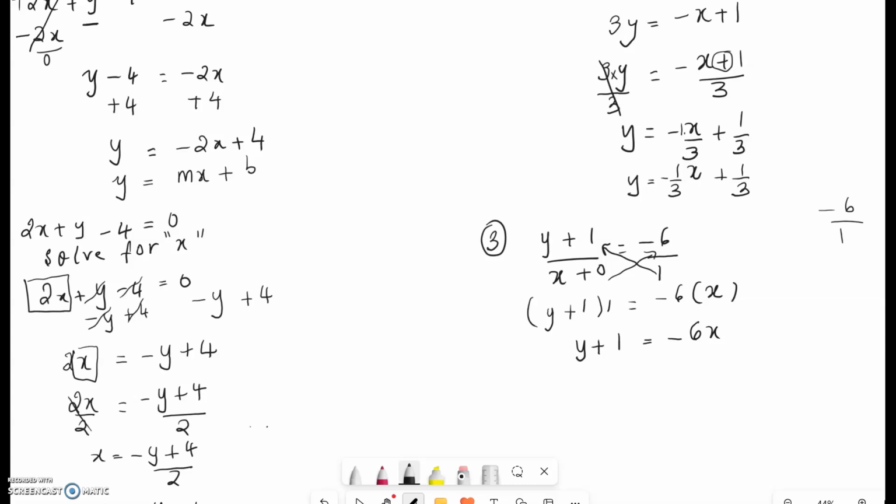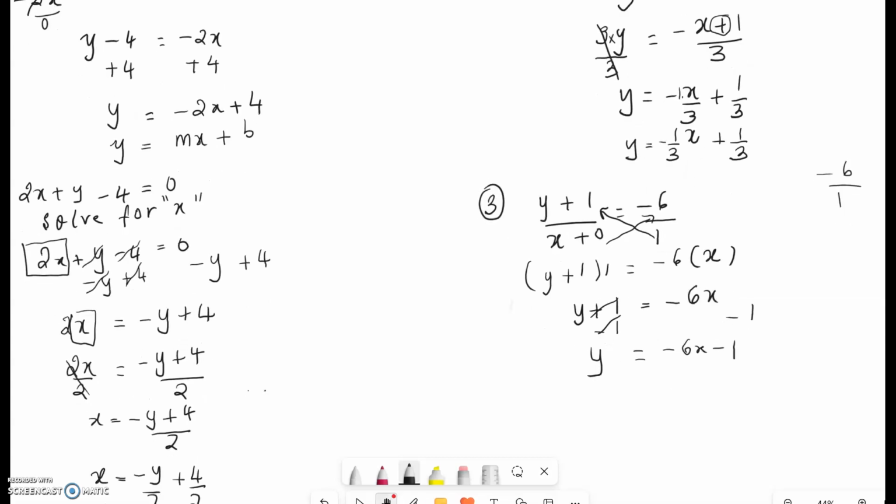Now we need to solve for y. Each side is simplified completely. The only thing we need to do is get rid of the 1, which is added to y, by subtracting the 1. And what you do on the left, you have to do on the right. So you subtract 1 on the right. So y plus 0 is y, negative 6x minus 1.